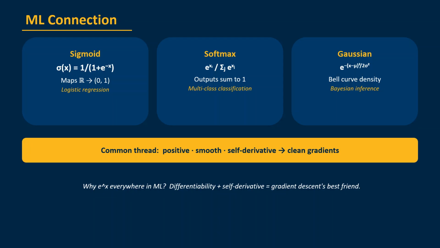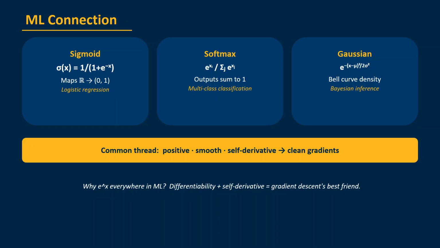The common thread unifying all three is this: e to the x is positive, ensuring probabilities and densities remain non-negative. It is smooth, ensuring gradients exist everywhere. And it is self-derivative, ensuring that gradient descent through these functions remains analytically clean.